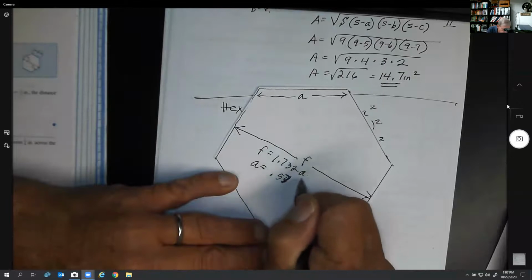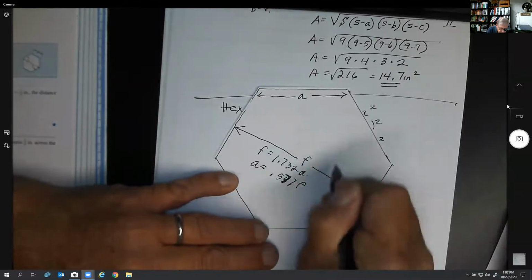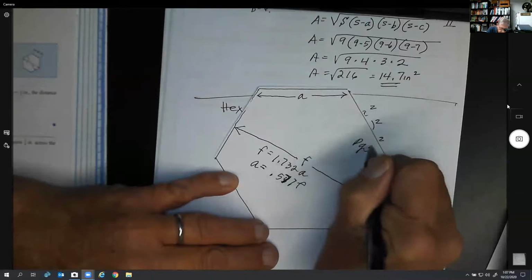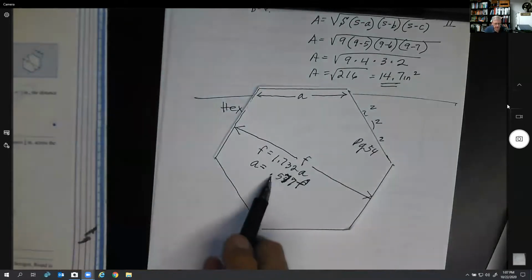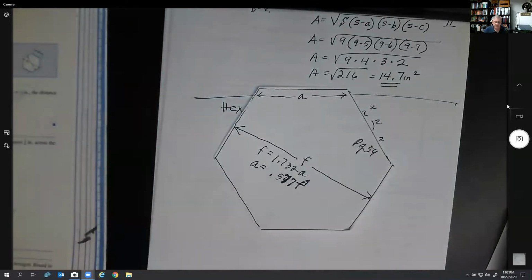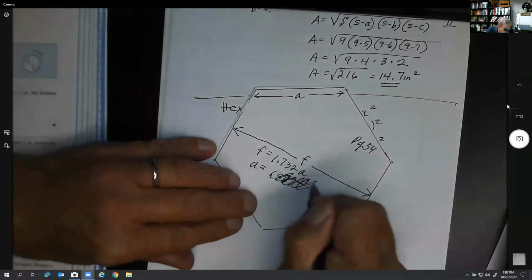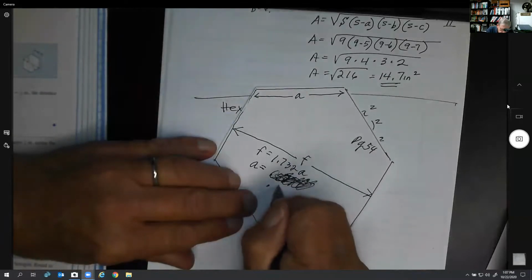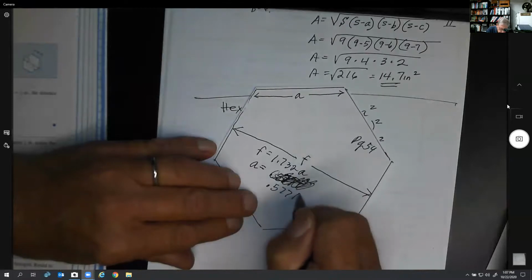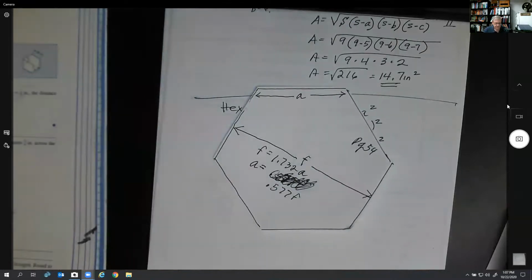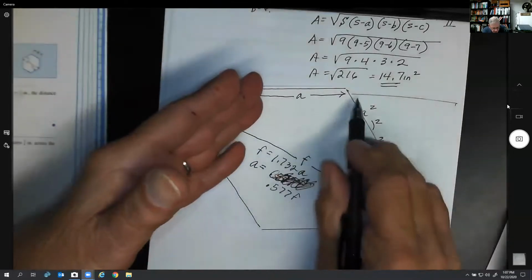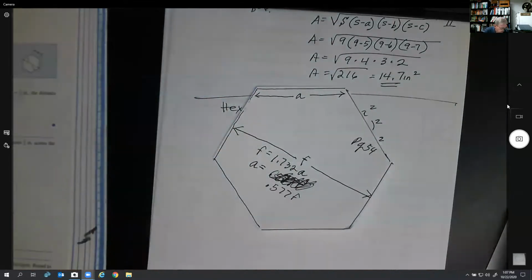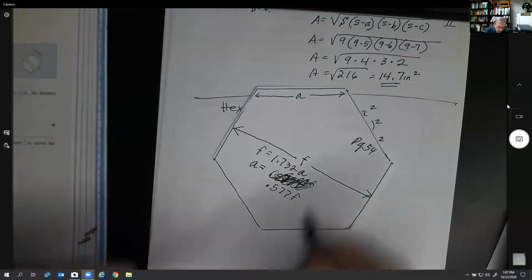This is in your book on page 545. But in case you don't have it, write this down. Pause the tape, write this down. 0.577 F. Write that a little bit better. Sorry about that. So if you know the flat, you can figure out the side. If you know the side, you can figure out the flat. Okay, flats.